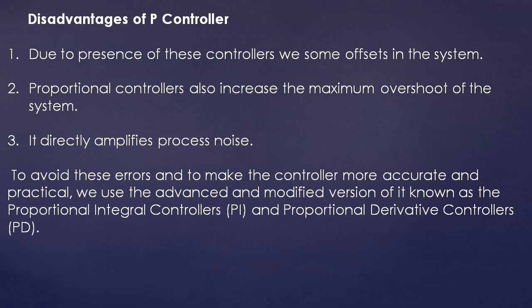Hence, to avoid these errors and to make the controller more accurate and practical, we use the advanced and modified versions of it, which are known as the proportional integral controller, that is PI, and the proportional derivative controller PD, which we are going to see in our next slides.